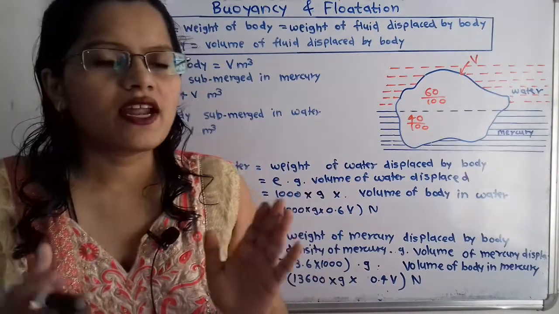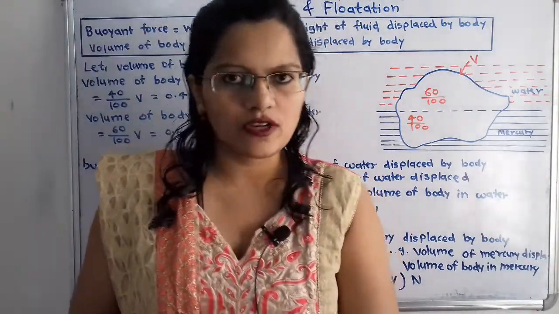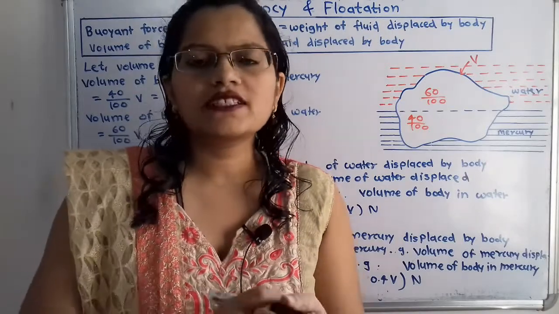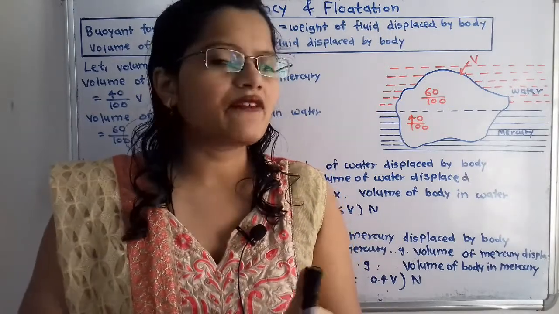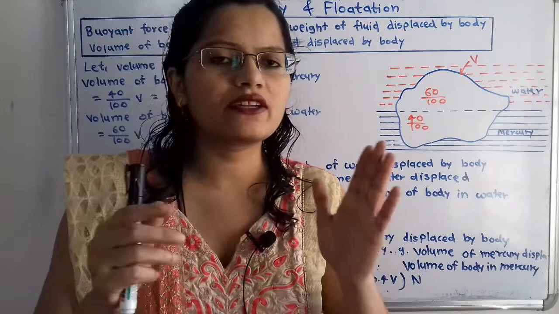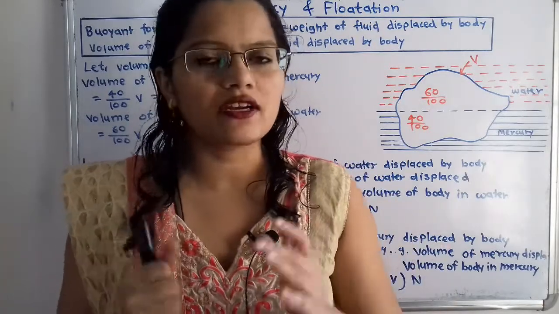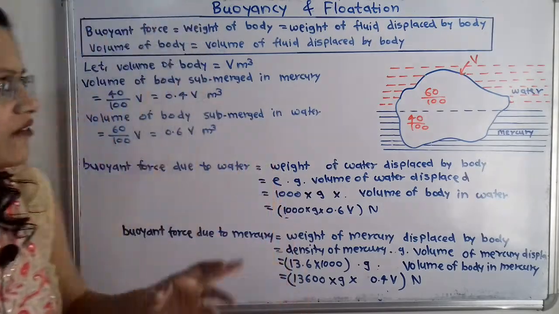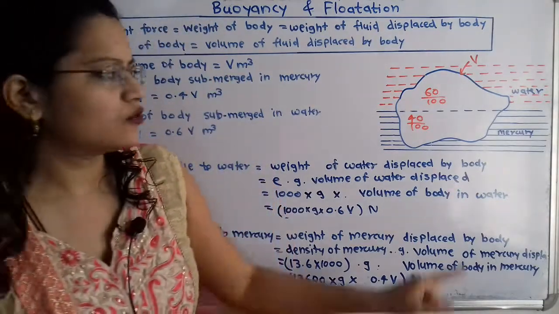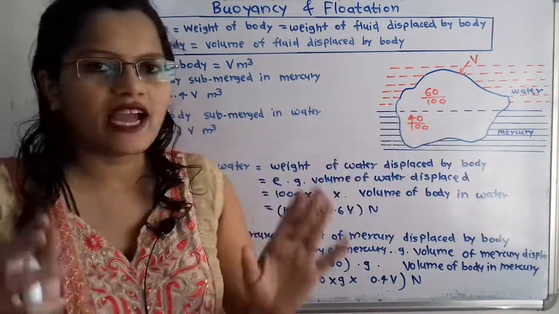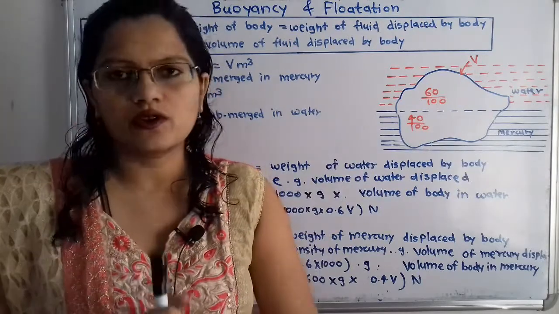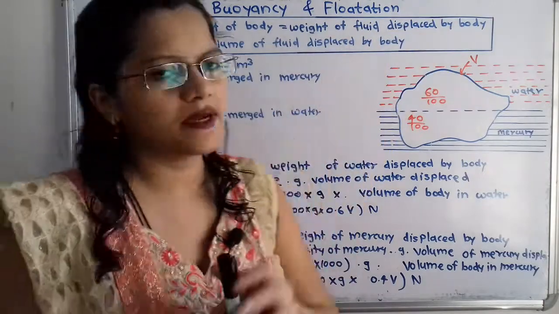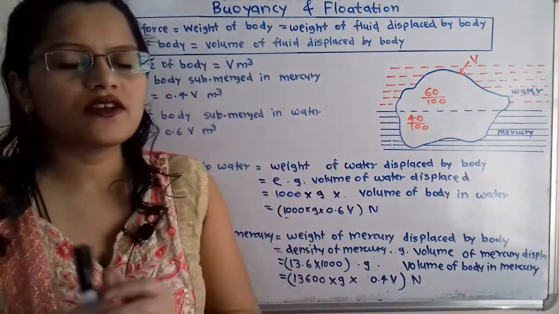Now we will understand the basic formulas related to buoyancy and flotation. These are very basic formulas and for each and every question you can use these formulas. So what is the buoyant force? Buoyant force is equal to weight of body. So here is the body. We have to write buoyant force is equal to weight of body, which is equal to weight of fluid displaced by body.